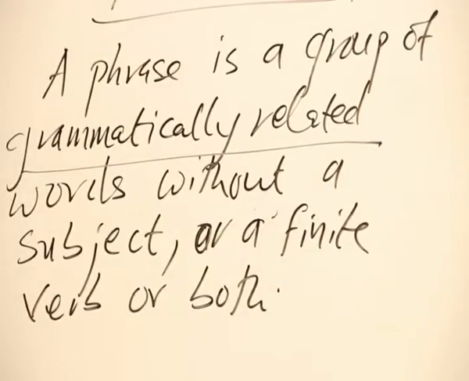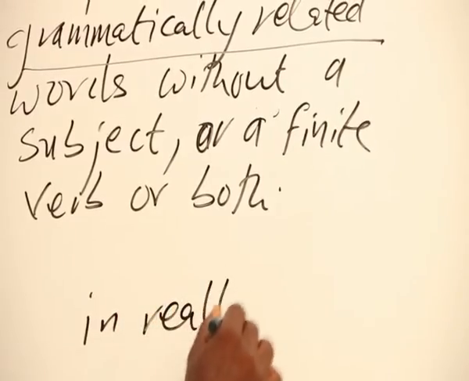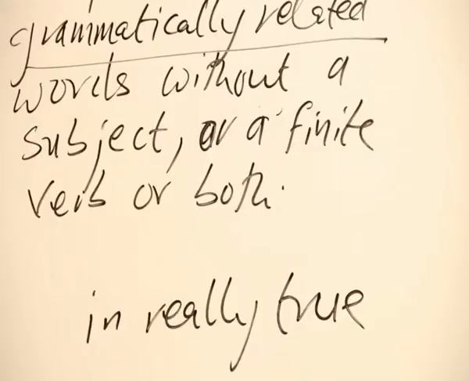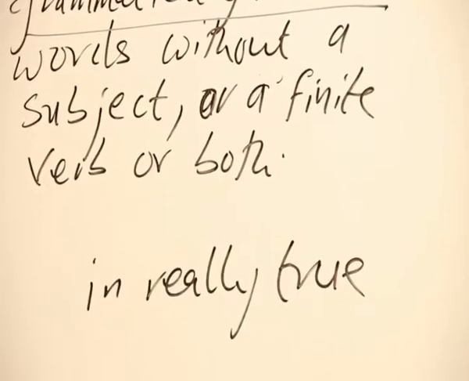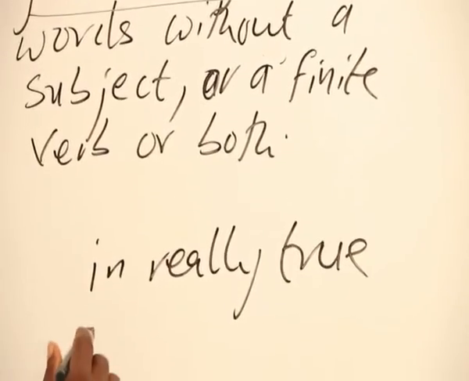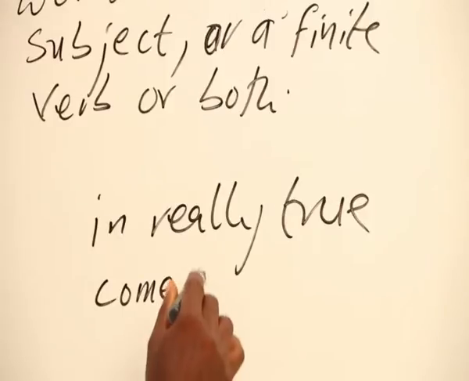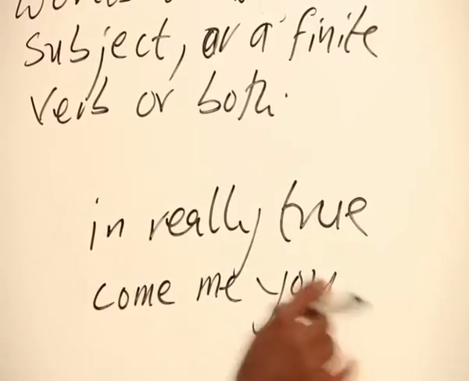So it doesn't mean that once you have a group of words, then it's a phrase. For example, "in really true." This group of words is difficult to call a phrase because they are not related. Or we have "call me you." It is difficult to say that this is a phrase because there is no grammatical relationship. So a phrase should be a group of grammatically related words.